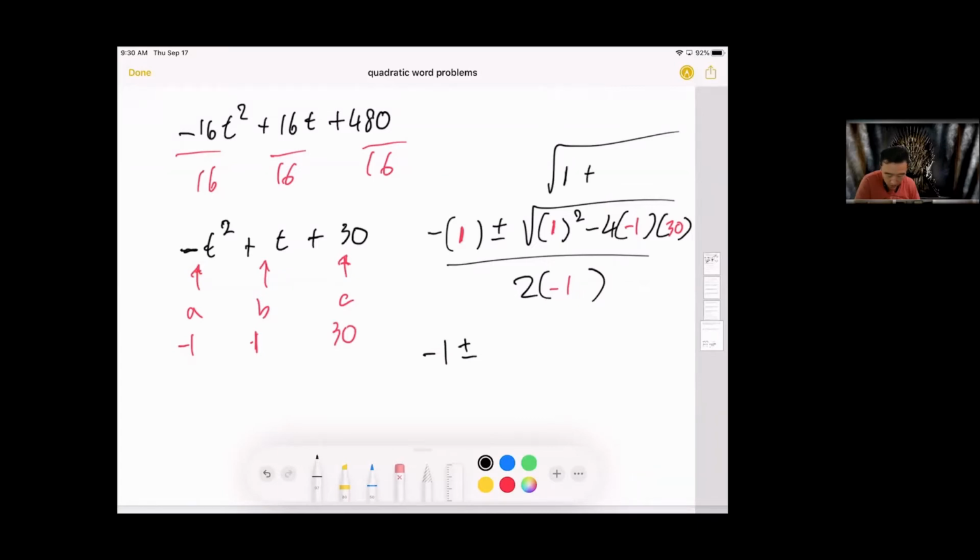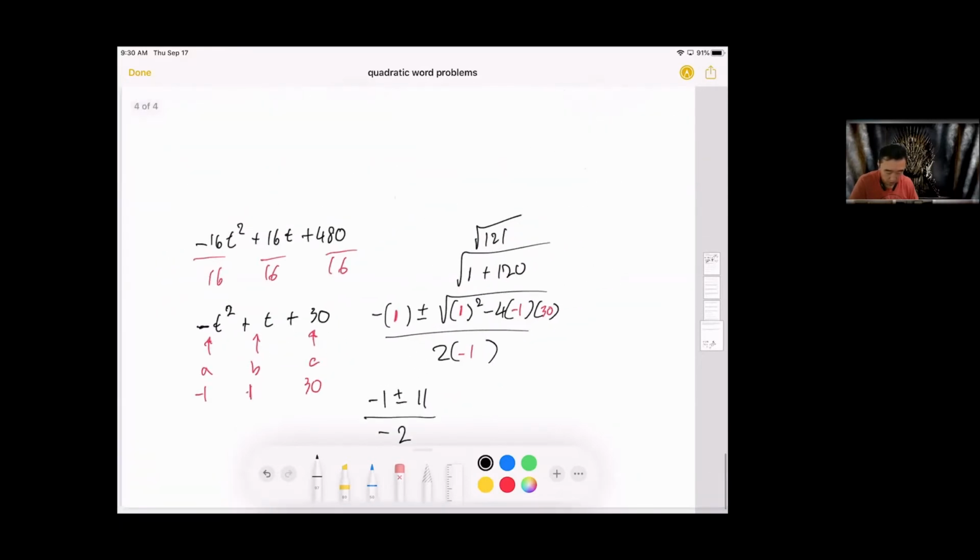1 plus, is it 120? Yeah, that gives you 121, right? And does anybody know the square root of 121? 11. Okay. So you have that, which means I'm gonna do -1 plus 11 over 2 and -1 minus 11 over -2, right?